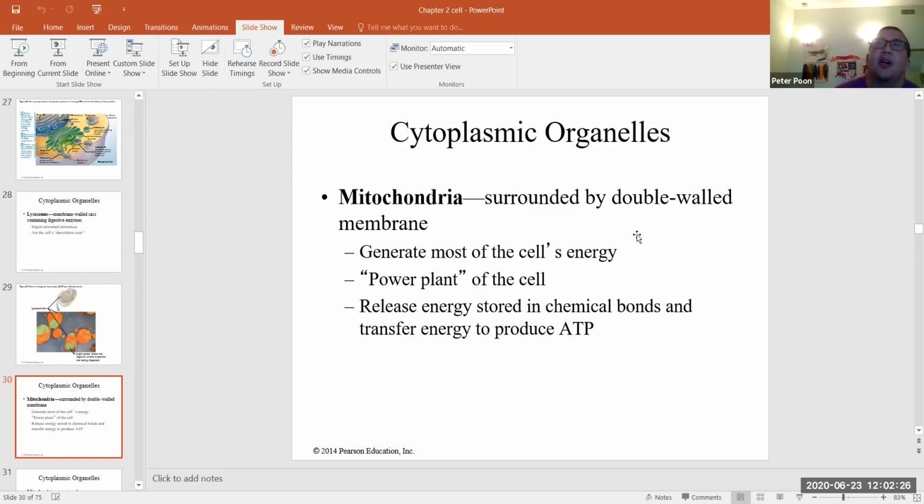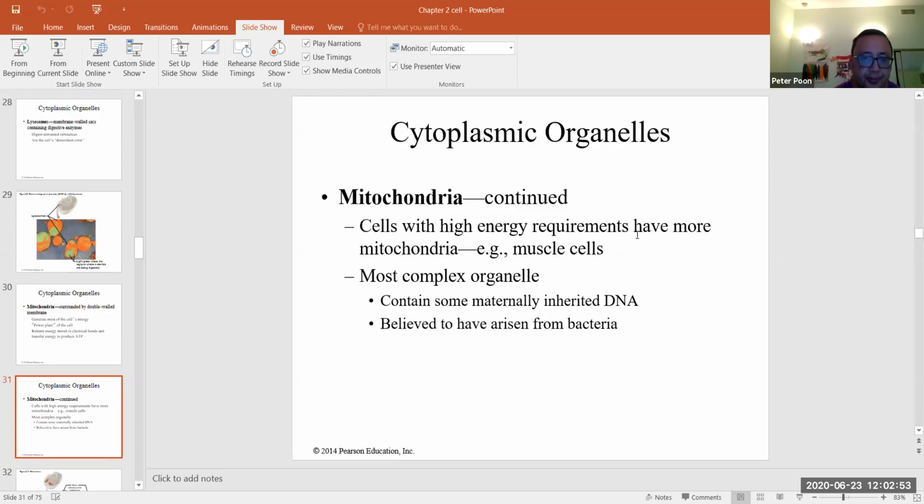Mitochondria. I'm almost certain all of you know what mitochondria are. If I ask what the mitochondria is, you will almost ubiquitously say the mitochondria is the powerhouse of the cell, and that's in every high school biology textbook ever, and it's more or less true. The mitochondria generates most of the cell's energy.